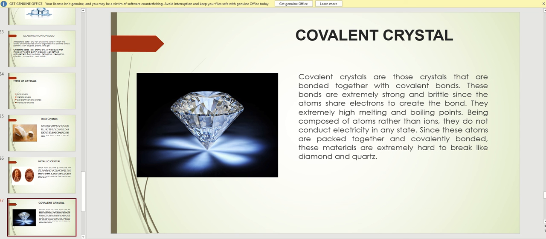Covalent crystal. Covalent crystals are crystals bonded by covalent bonds. These are extremely strong and brittle since atoms share electrons to create the bonds. They have extremely high melting and boiling points. Being composed of atoms rather than ions, they do not conduct electricity in any state. Since the atoms are packed together and covalently bonded, these materials are extremely hard to break, like diamond and quartz.